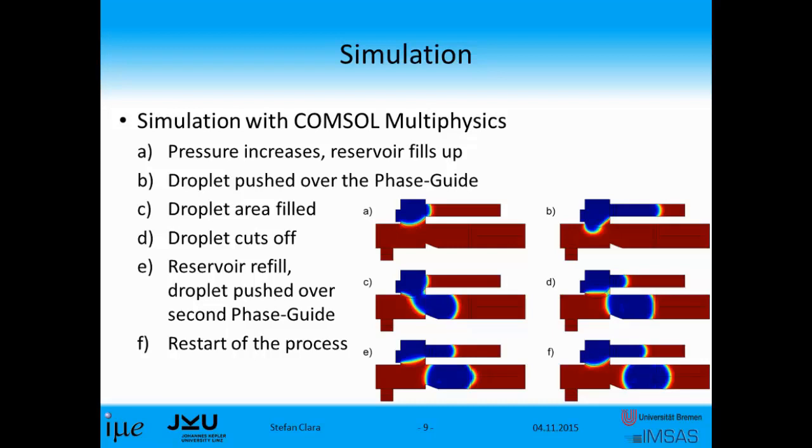In the meantime, because the oily phase cannot pass the droplet anymore, it has to flow into the second pressure chamber. Then the pressure increases. We see here the droplet is cut exactly at the edge of the T-junction, and the aqueous phase continues again to fill up the pressure chamber. And if the pressure is large enough to press the droplet over the second phase guide, the whole procedure starts from the beginning.